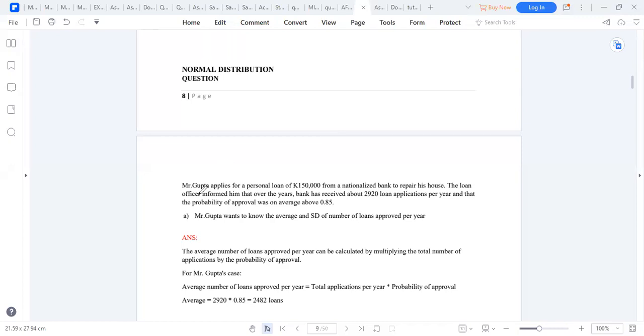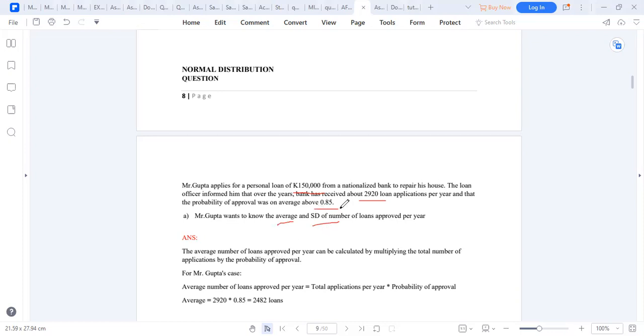So we're told that Mr. Gupta got a loan for 150,000 from a nationalized bank. The loan officer informed him over the years that he has received what? 920 loan applications with a probability of 0.85. So we're being asked, part 1, to find the average and the standard deviation of the loans approved.